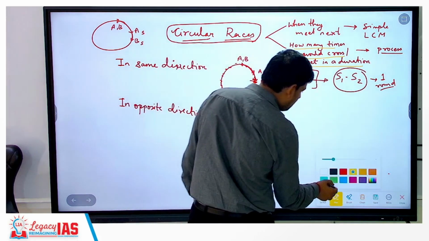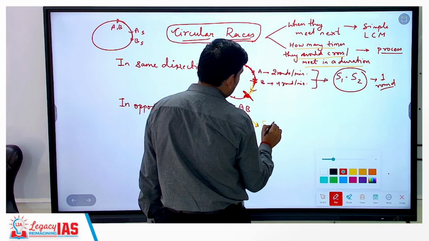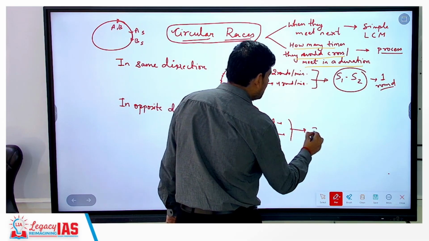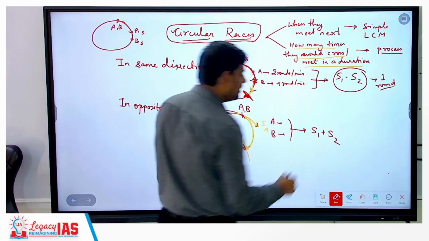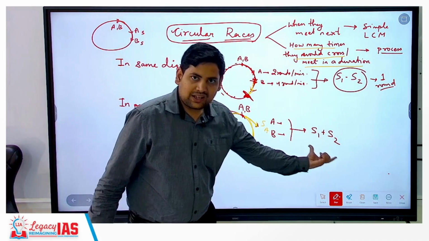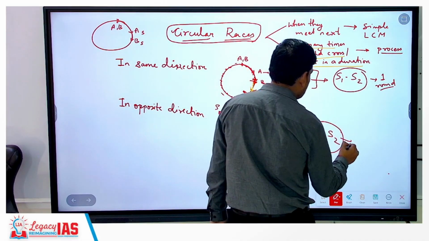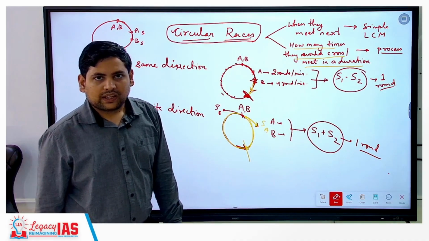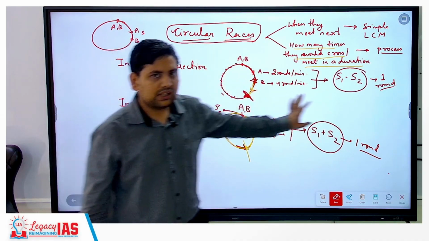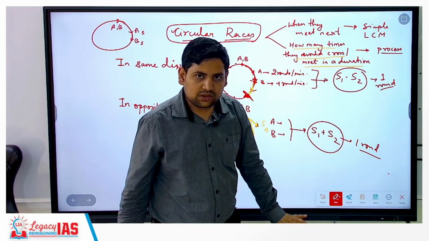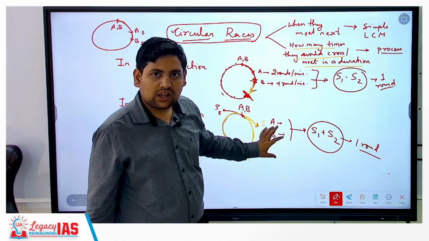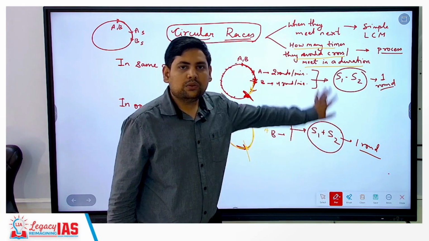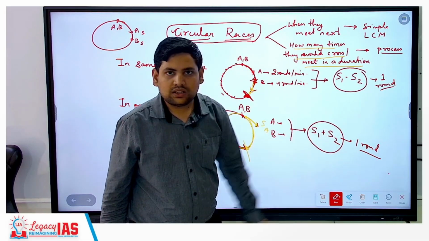So if the speeds of A and B are S1 and S2, then because they are moving in opposite directions, their speeds will be added, and with this S1 plus S2 they will try to cover one round. When one round gets completed, they'll meet. Understood? If they are moving in the same direction, then the difference of their speeds must cover one round, and if they are moving in the opposite direction, the sum of the speeds should be able to cover one round. Those will give us the timings when they'll meet.